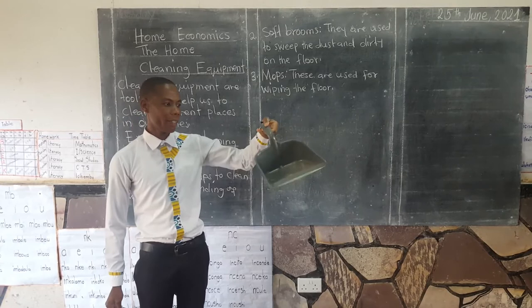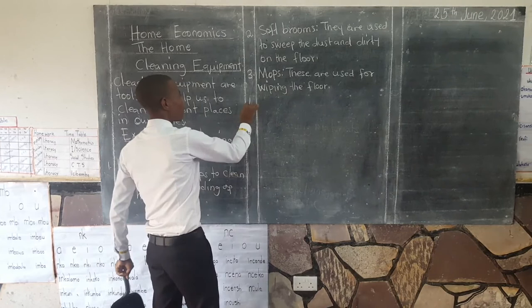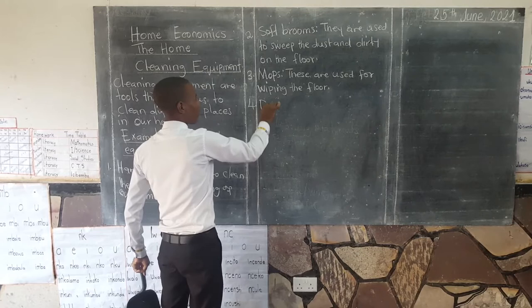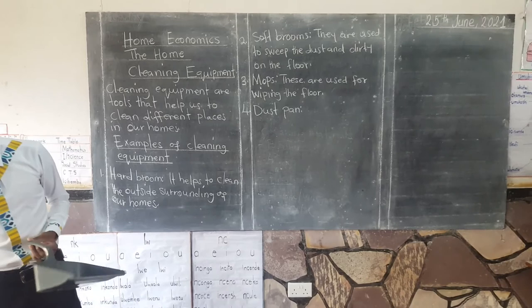This is yet another cleaning equipment. This looks like a large spoon, isn't it? Well, it's not a spoon. This is known as a dustpan. A dustpan is a cleaning equipment as well, just like these others that we have looked at. What do you think is the use of a dustpan?